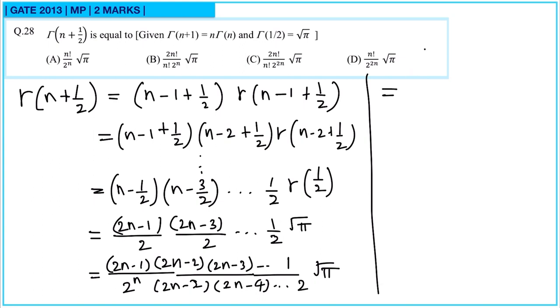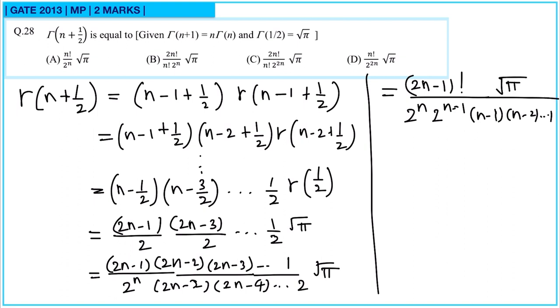So this will be equal to, this is factorial of 2n minus 1. So 2n minus 1 factorial upon 2 raised to n, and from all these terms we can take 2 common, and such n minus 1 terms are there, so 2 raised to n minus 1 into we have n minus 1 into n minus 2 up to 1 into we have root of pi. So this will be 2n minus 1 factorial into root pi, 2 raised to n plus n minus 1, so that is 2n minus 1, into n minus 1 factorial.